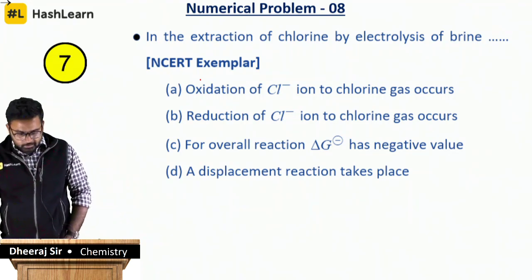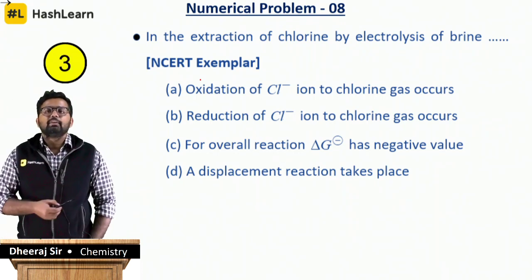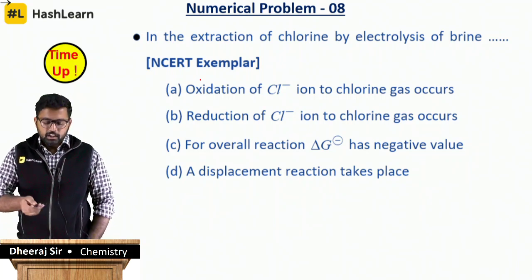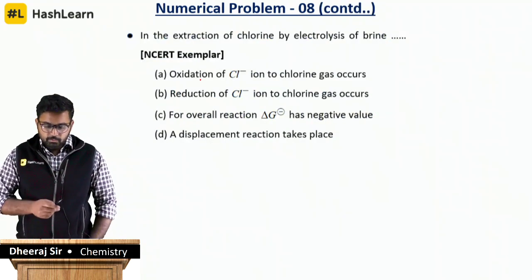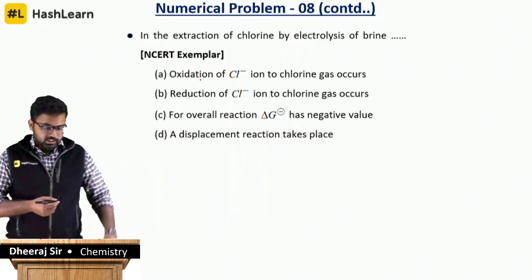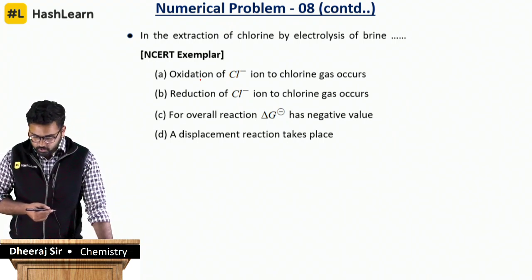Again, this is pretty straightforward. You have brine, so it is not molten. In yesterday's class we looked at the electrolysis of molten sodium chloride or fused sodium chloride. Here we are asking about sodium chloride solution or aqueous sodium chloride. So what is it? Oxidation of Cl minus ions to chlorine gas, reduction of Cl minus ions to chlorine gas.